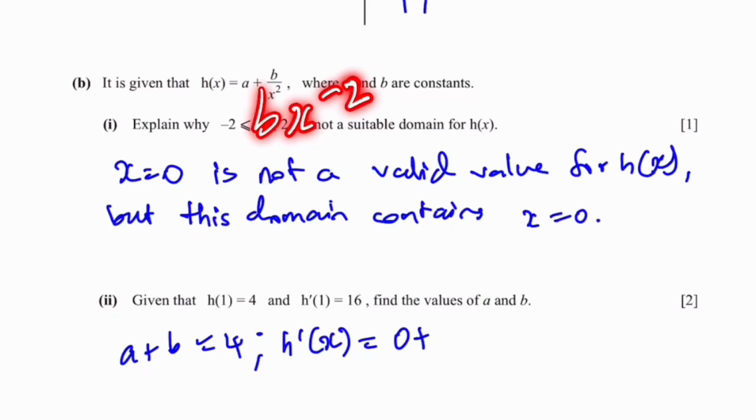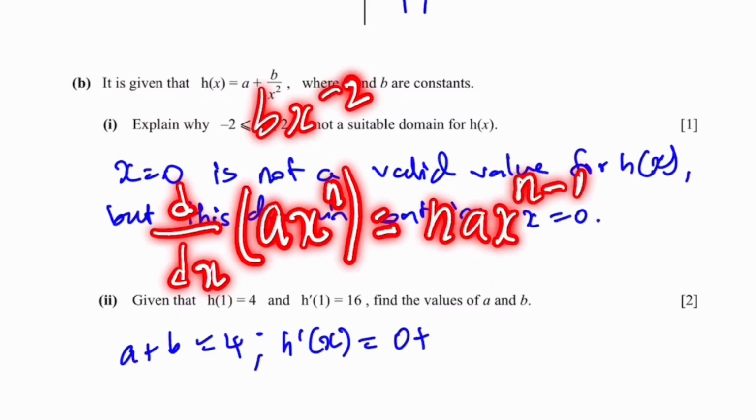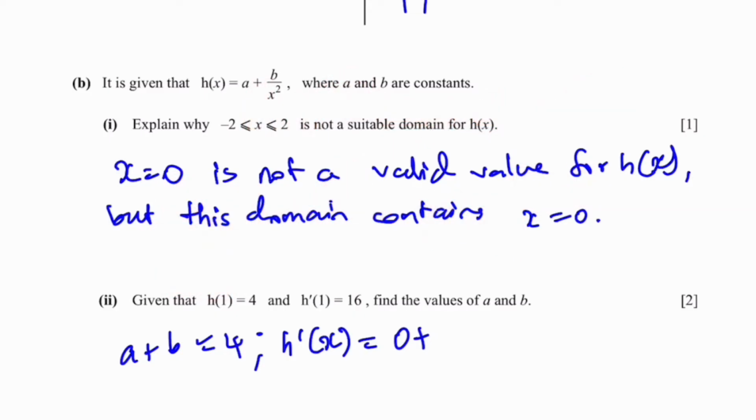Taking the derivative, we just use the normal derivative formula: d by dx of ax to the power of n is going to be n ax to the power of n minus 1. So in this case, it will be minus 2 bx to the power of minus 3, which is minus 2b by x cubed. The plus cancels because of the negative of minus 2. So we can just remove the 0 and we get this as h prime of x.